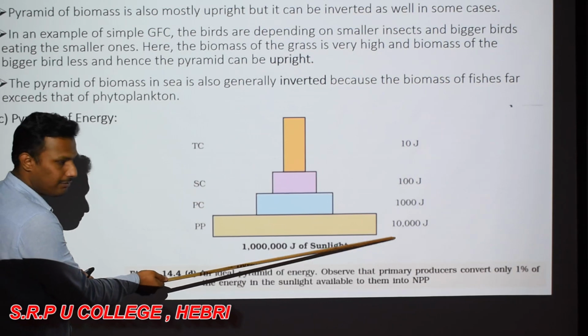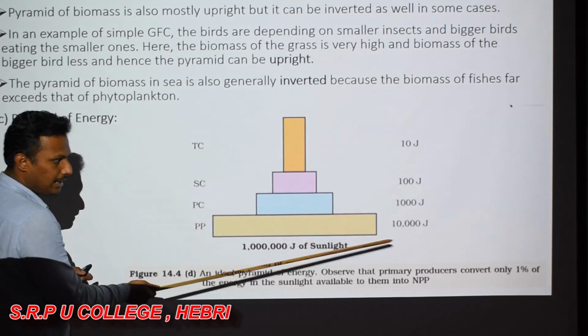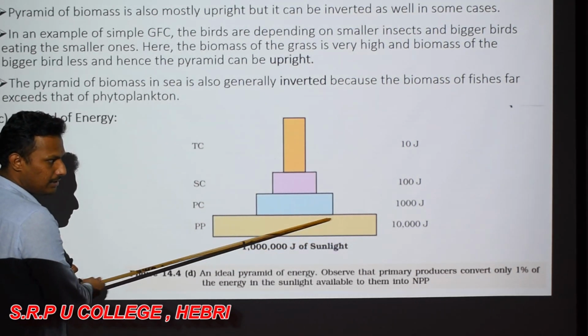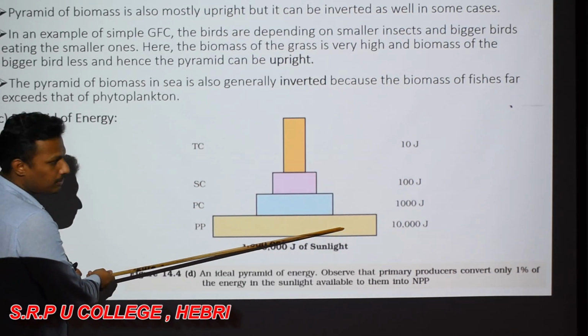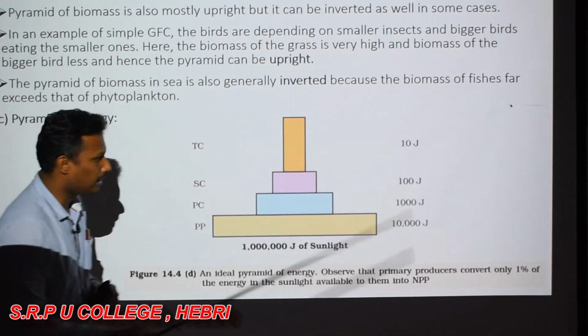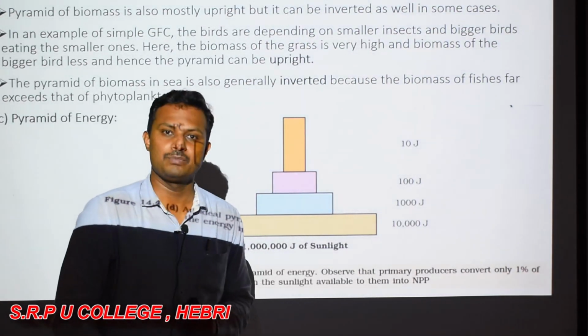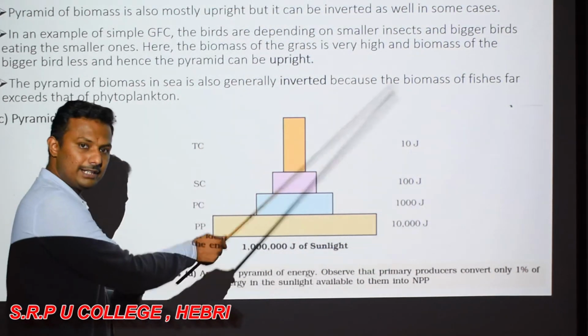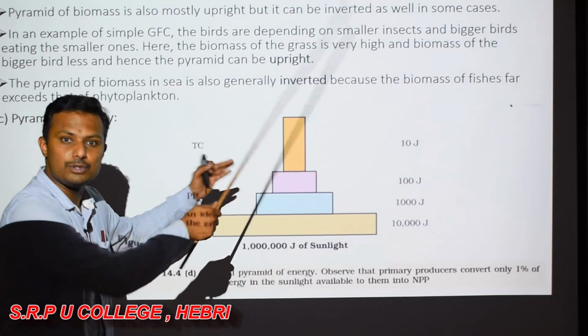We are expressing it in the form of joules, right? 10,000 joules of energy in the producer level, 1,000 in the consumer level, in the secondary consumer level 100 joules, and in the tertiary consumer level it will be only 10 joules. That means only 10% of the energy is going to be transferred to the next trophic level.